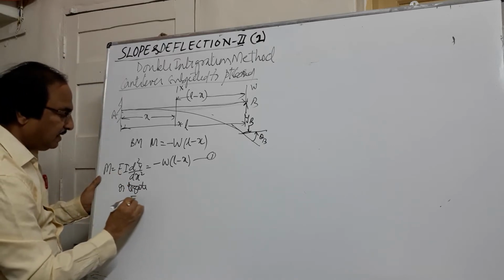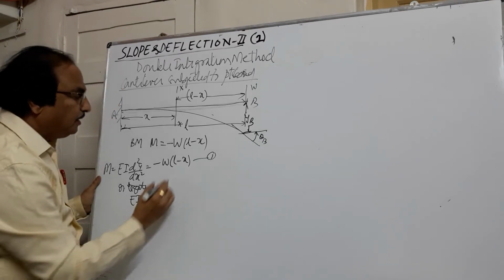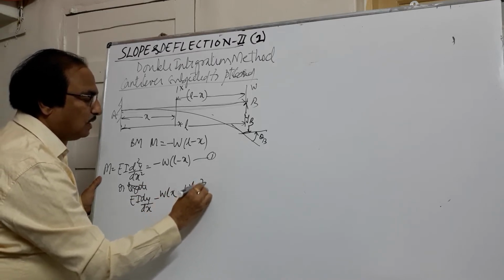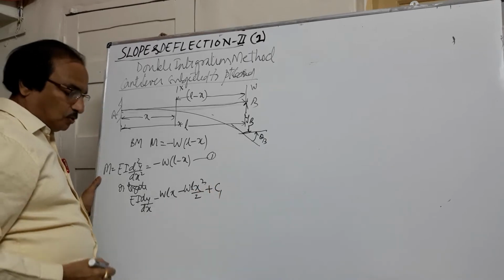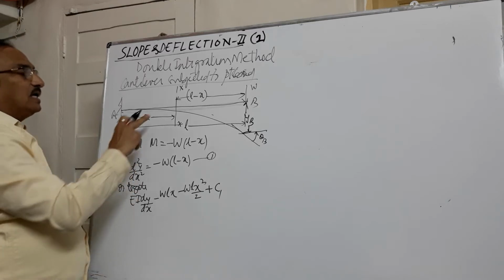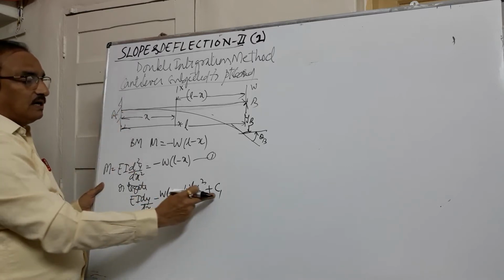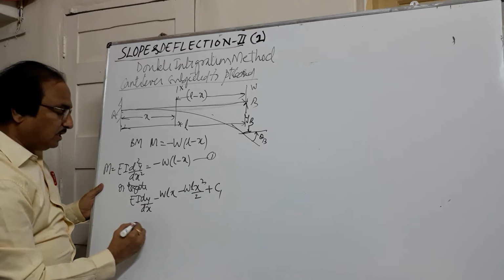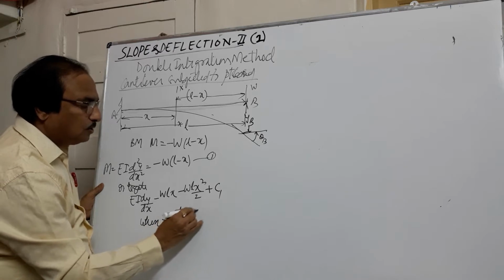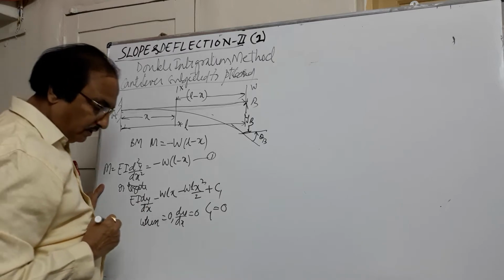If I integrate this, we get EI dy by dx equal to minus W L x, separating the terms, minus W x square by 2, plus C1. C1 is the constant of integration, and dy by dx is the slope. In the case of a fixed end, both slope and deflection are 0. Making use of this boundary condition, we can find the constant C1. When x is equal to 0, dy by dx is equal to 0. So C1 will be equal to 0.